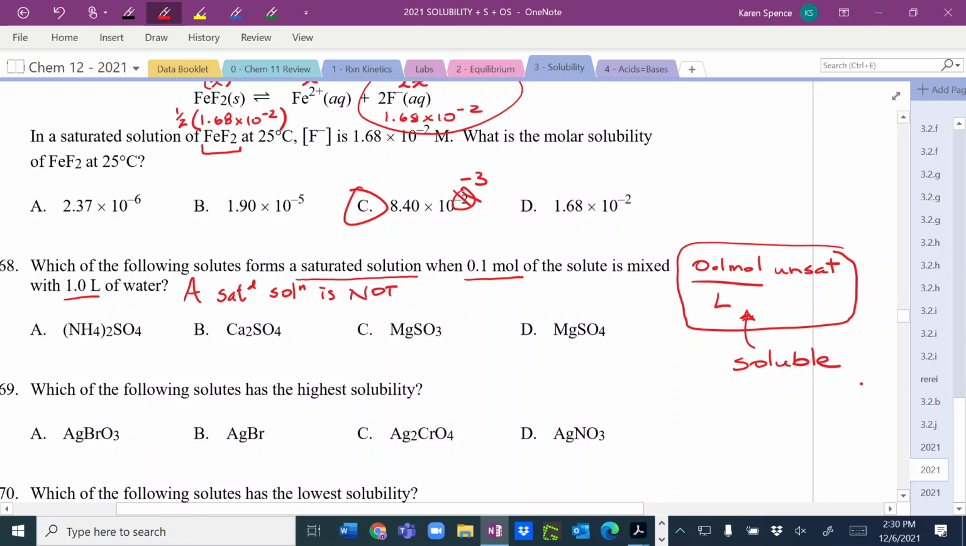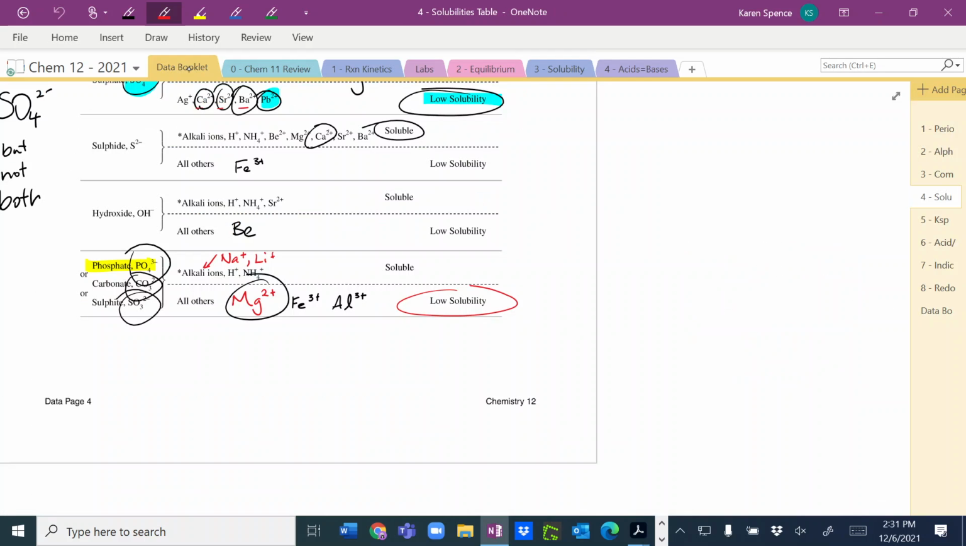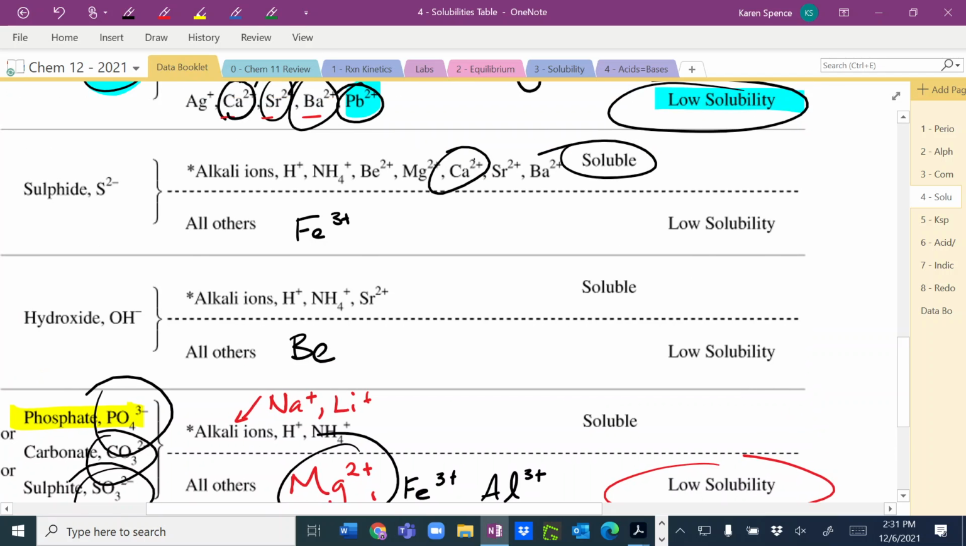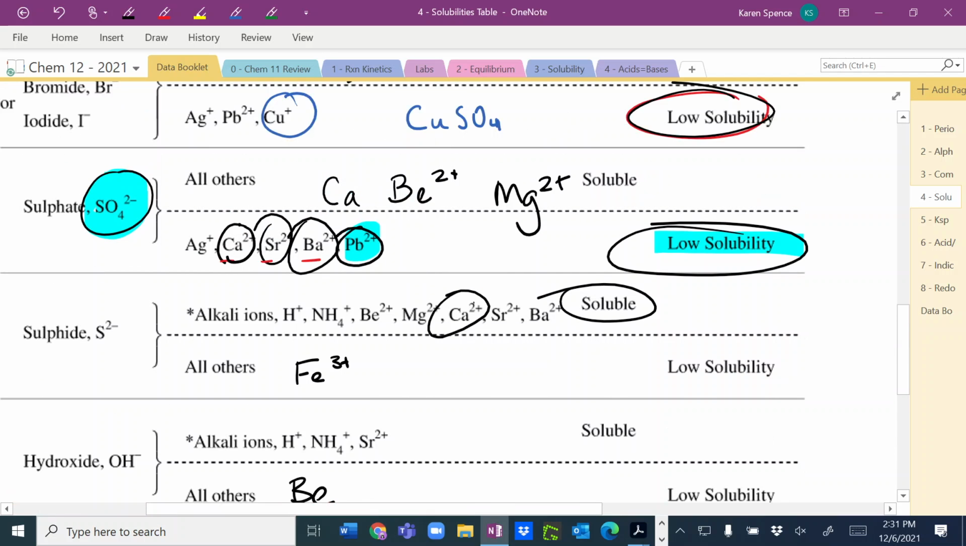Now, there actually is a problem with this question, I think. I think there's a problem with some answers. For one thing, Ca2SO4 is not a compound. Yes? Like, that's just not a thing. Let's check the answers because I think there might be problems with the other answers. So magnesium sulfite is low solubility and magnesium sulfate is high solubility.